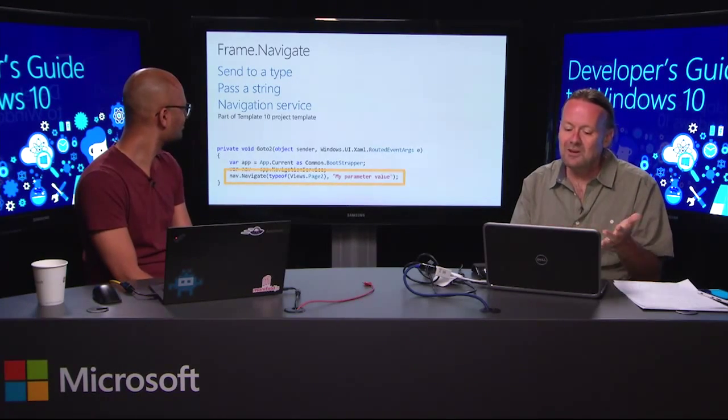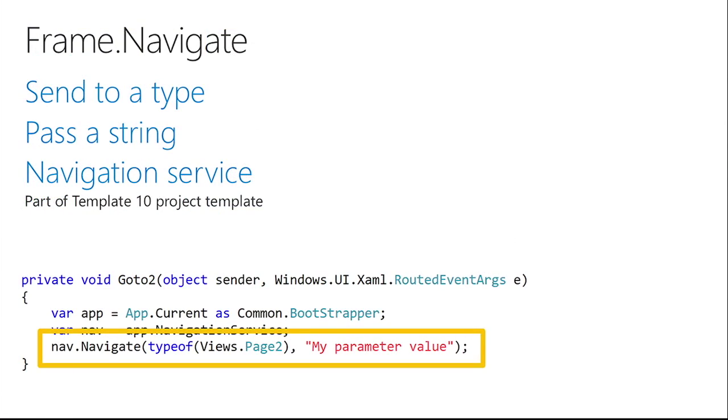Whenever you navigate, whether you're using direct frame.navigate or a navigation service, you navigate always to the type of a page. So it's not a magic string or anything. It's actually a type. Anybody who did a Windows Phone Silverlight app knows it was a magic string. But now you actually type the type of the page, you navigate to it, and you can pass a parameter.